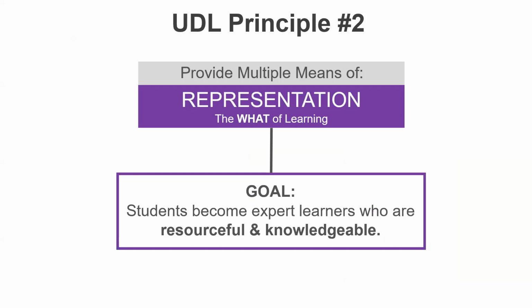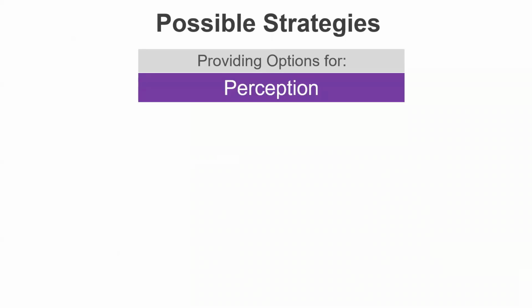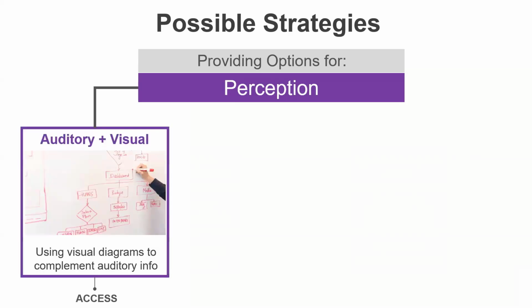resourceful and knowledgeable. The first guideline for the UDL Principle of Representation is about perception. Perception involves the process of translating sensory input into useful information. The more senses course materials engage, the more accessible they are. One way to do this is to complement auditory and written materials with visuals, such as creating visual diagrams, flowcharts, or concept maps on the board, as you can see in this image.